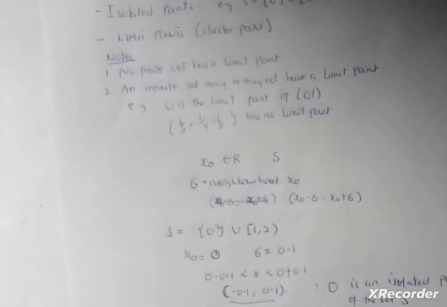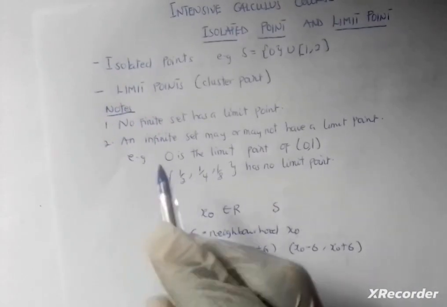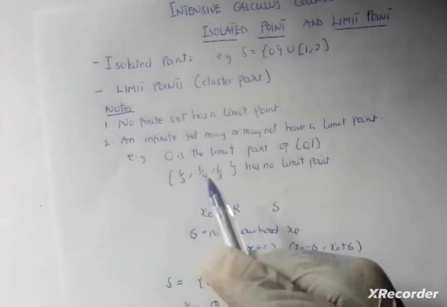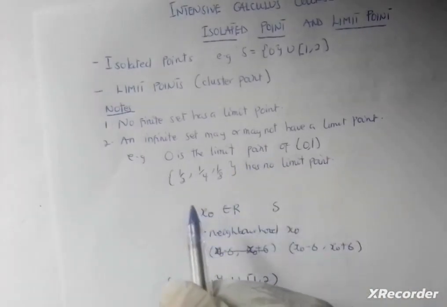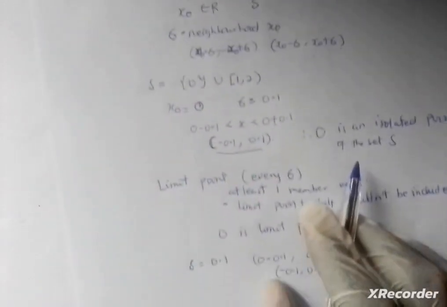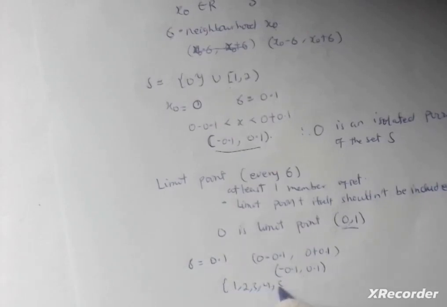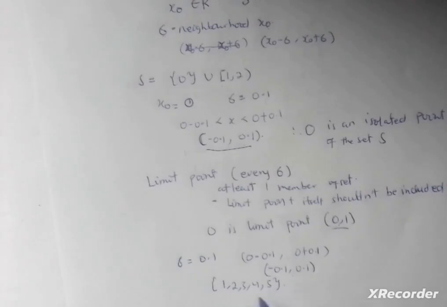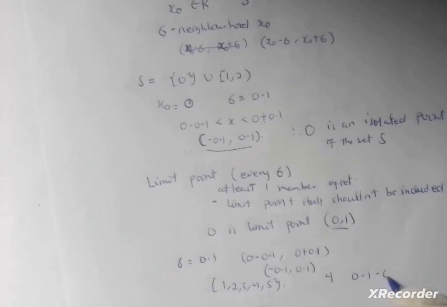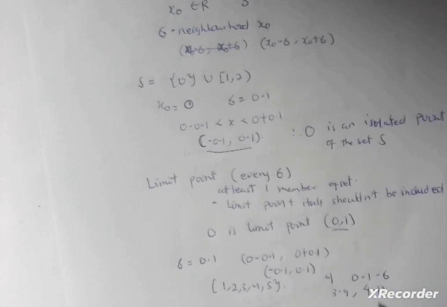There are a few points to take note of in this section of calculus. It says no finite set has a limit point. That is, every finite set, for example, if I take the set {1, 2, 3, 4, 5}, can't have any limit points. If I take any number, let's say 4, and I find a 0.1 delta neighborhood, I'm going to get 4 minus 0.1, which is 3.9, comma 4 plus 0.1, 4.1, as my interval.